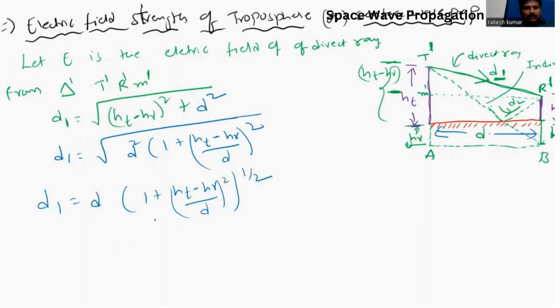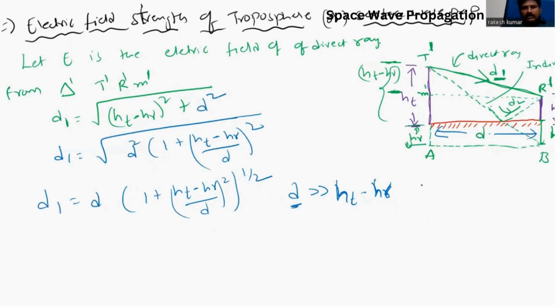So if D is very, very far greater than HT minus HR, what is this HT? HT is height of transmitting antenna. What is this HR? Height of receiving antenna. What is this D? D is separation distance between transmitting antenna and receiving antenna.